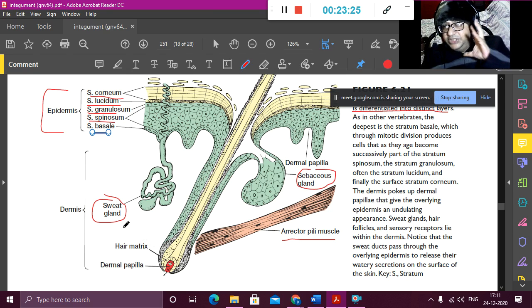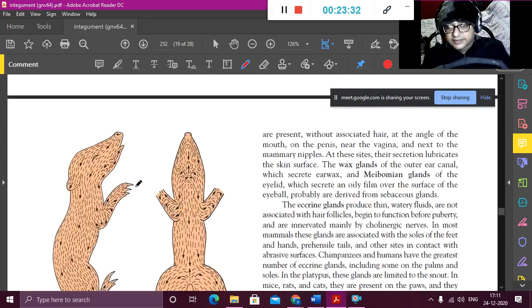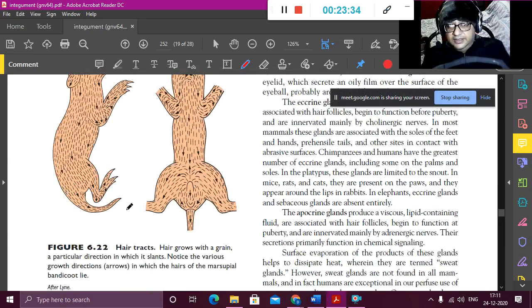So essentially this is the structure of skin. You need to practice this structure. Hair tracts are present. All these are the direction of the small lines on your body. If you see, your hairs are organized in a particular line along the body. Those are known as hair tracts.